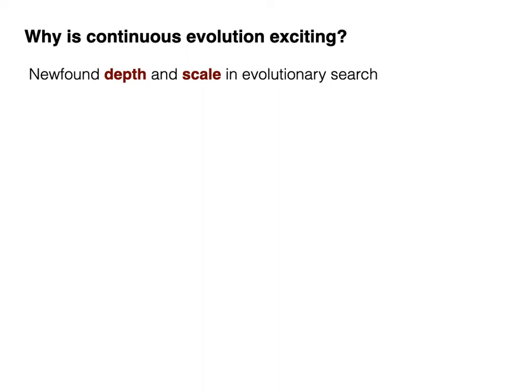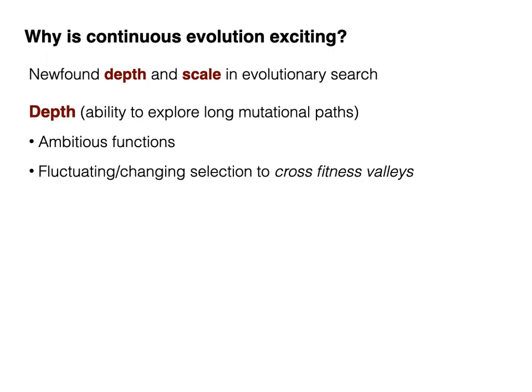My excitement for continuous evolution in general, and OrthoRep in particular, comes from the potential power of depth and scale in evolutionary search. First, depth. Depth is important if you want to access ambitious functions, because ambitious functions are probably many mutations away from where you start. Perhaps high activity of the s.p.bs we evolved are an example of this.